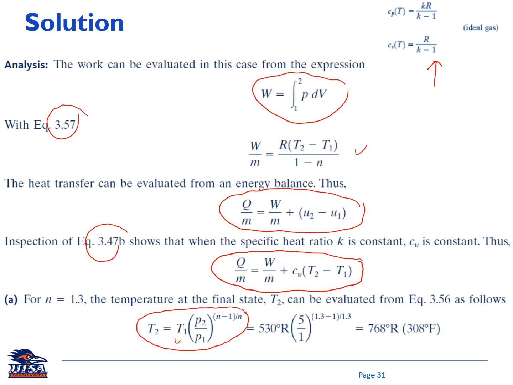We need to find out T2 in degree Rankine, that can be converted to degree Fahrenheit later on. In here we don't need to convert the pressure unit because it's just the ratio, so it will cancel out whatever the unit of the pressure there. So if you plug in all numbers here, T1, P1, P2 and so on, n equal to 1.3, you will get T2 768 degree Rankine, or it is equal to 308 degree Fahrenheit.